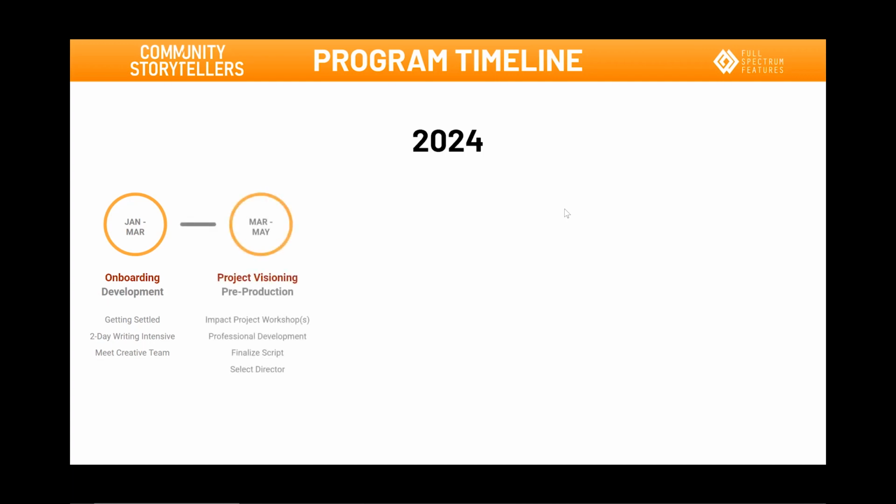From March through May, there's 2 things happening: project visioning and then pre-production. For project visioning, you're going to be doing some workshops with Full Spectrum, maybe attending some professional development sessions with other organizations, or maybe even attending different events to spark inspiration for your impact project. So a couple of things could be happening there. In terms of pre-production related to your film, you will be finalizing your script. And then lastly, selecting your directors.